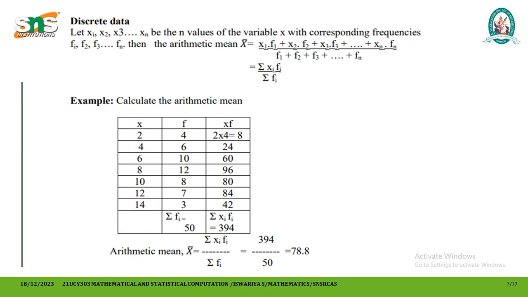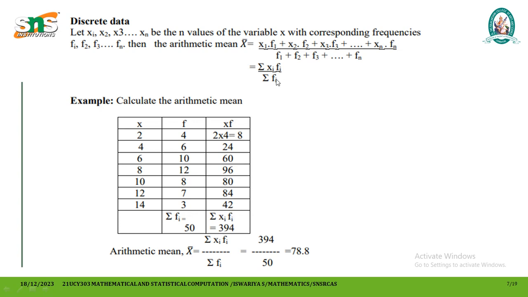The next one is the discrete data. The formula for the discrete data is x bar is equal to summation fx by summation f. We have to calculate the arithmetic mean for this problem. First we have to calculate the xf. For xf I multiply the value x and f. From the first one I get 2 into 4, the answer is 8, and 4 into 6 gives the answer. By the same method we multiply all the values and obtain the values of xf. But the formula asks for summation xf, which means we have to add all the values of xf. By adding all the values I get 394.